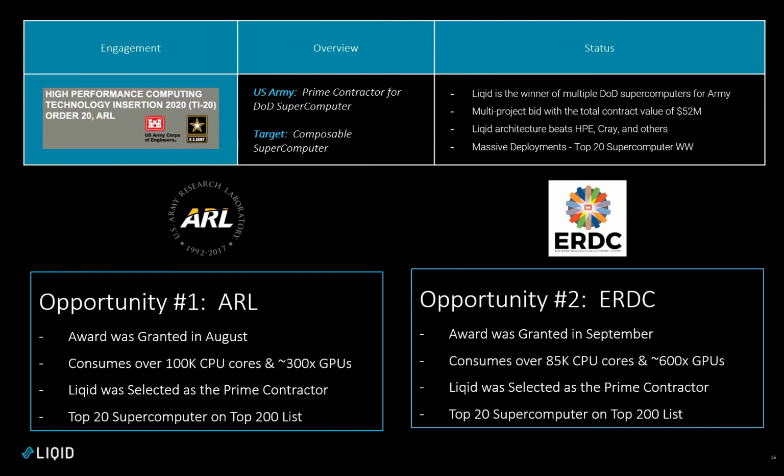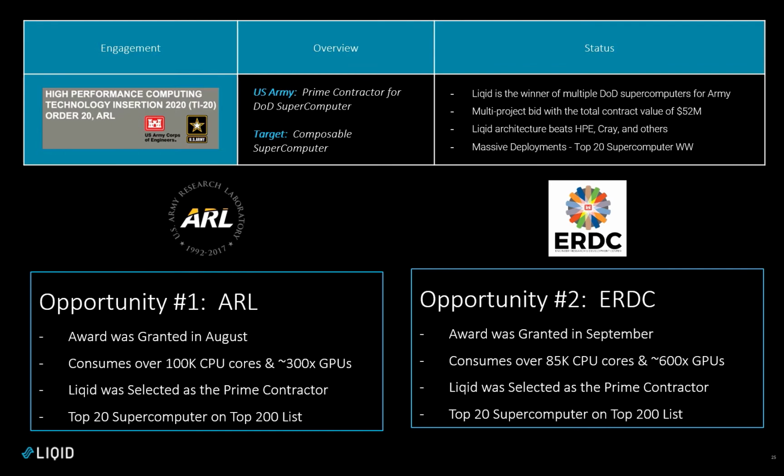And then very shortly after that win, we won a second win with the Engineering and Research Design Center for the Army, ERDIC. And this is a single machine with 85,000 cores and over 600 Nvidia GPUs. This particular machine will actually end up being the 15th largest supercomputer on the planet, according to the top 200 list. So we're very excited about where we are headed with these extremely large deployments.